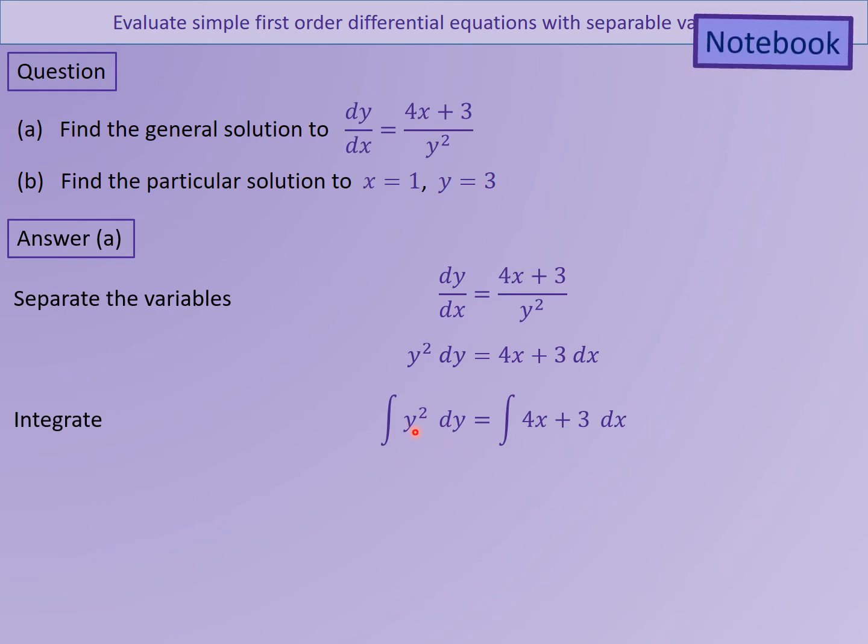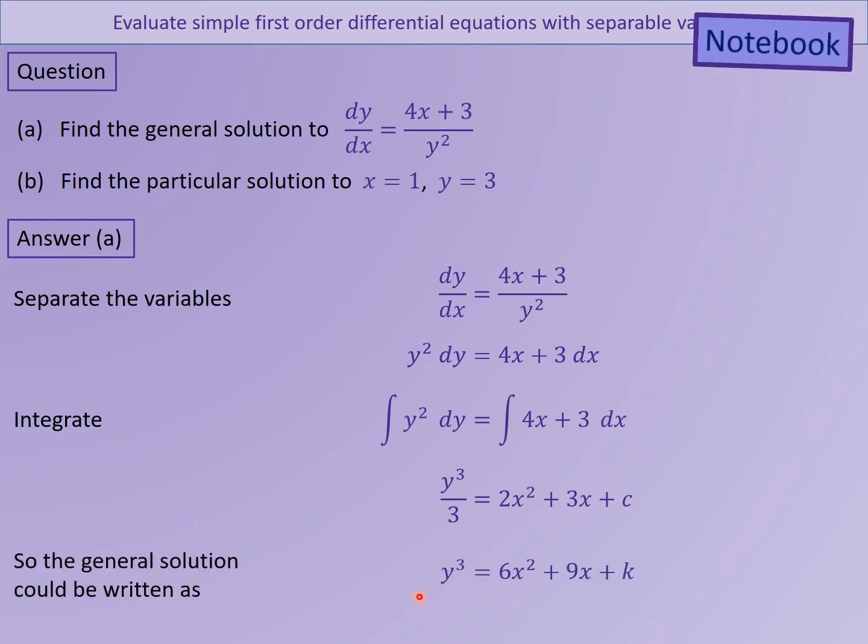Neither of them look too bad. Increase the power by 1, divide by the new power, same there, same there. So I end up with y cubed over 3. 4x goes to 2x squared, 3 goes to 3x, and do not forget that constant of integration only on one side, just chucked in at the end. If you had it attached to this side, not a problem at all. It's the same correct answer. So there we go, I've managed to find a general solution. Job done. I don't need to do anything more. You might want to just multiply by 3 and neaten it up, but you don't have to.